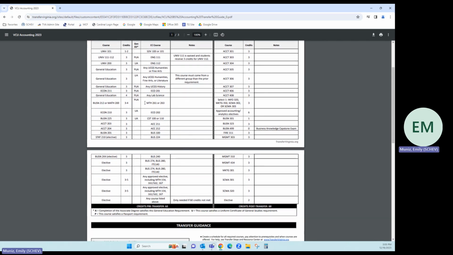Additionally, there is a specific math, because business usually requires a higher level math. On the Business Common Curriculum, institutions can choose from either Math 245, which is statistics, applied calculus here, or Calc 1. They can either leave all three, or they could put one or two, whichever they prefer. And in this case, VCU would prefer the student have either applied calculus or Calc 1.